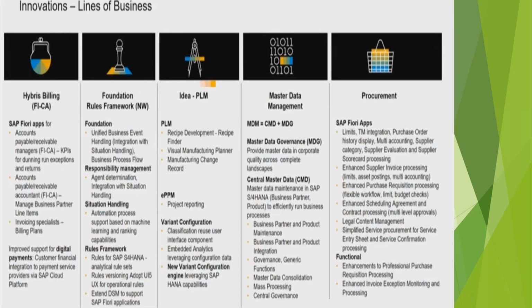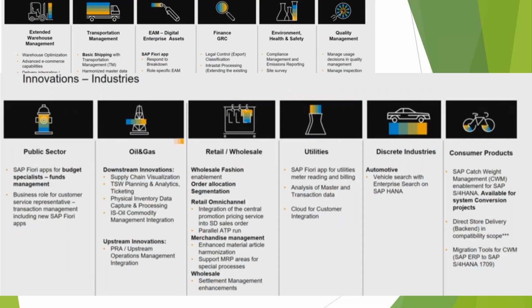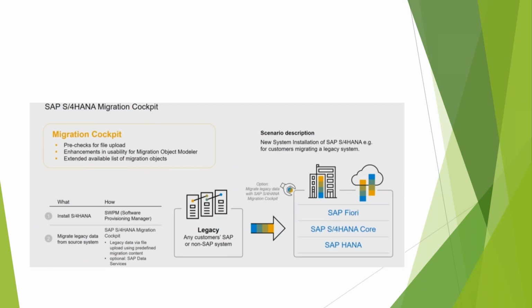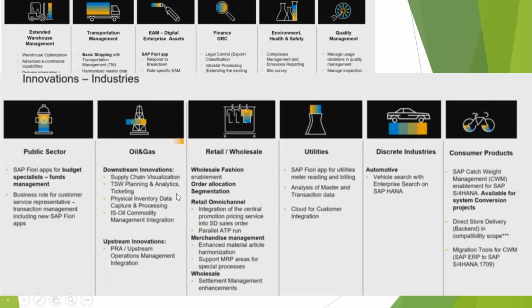So similarly, these are the different business industries, right? So it can be public sector, oil and gas, retail, utilities, discrete industries, consumer products. So this and all the areas where S4 HANA will support now.